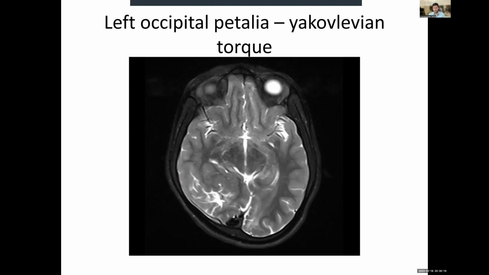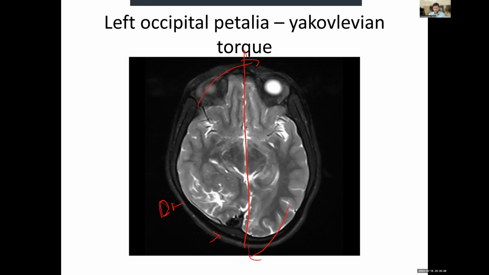What is torque? Torque is nothing but, normally in development, one side of the brain twists over the other side. So the frontal lobe appears to be twisted anteriorly. So in this case, there is a torque, and definitely there is a torcular displacement also, you are able to appreciate it is not in the midline, it is more towards the right side. So this is called the torque phenomenon. It is good to report and document the torque phenomenon.